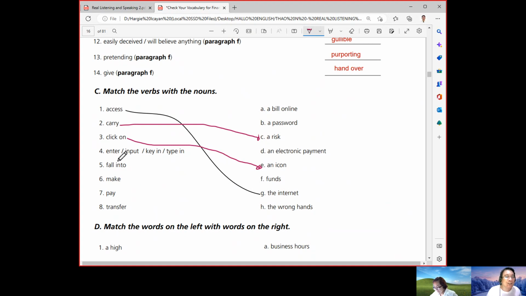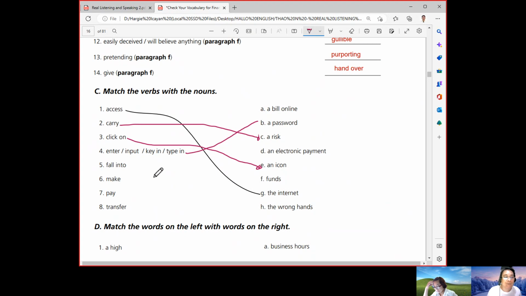If you say enter, input, key in, type in, actually all of these things are synonymous. That means these are also the same in meaning. So if you try to enter, input, key in, type in, what are we going to enter? What are we going to input? That would be a password. That's correct. So we have to input or enter a password.